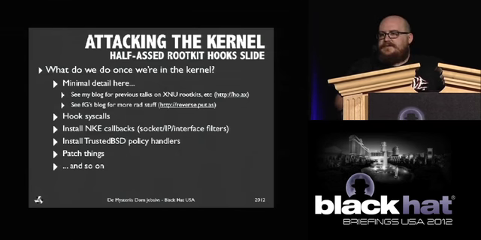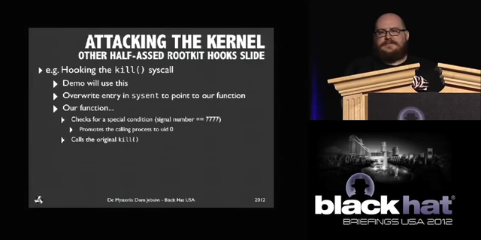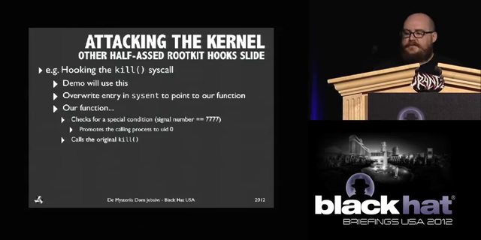So we can hook syscalls, we can install network kernel extension callbacks to get execution when packets come in, go out, sockets are opened, that sort of stuff. We install trusted BSD policy handlers, which is a neat way to get execution in the kernel. We can patch all the things in the kernel, whatever we want to do. There's plenty of stuff. The example I've used is a pretty cheesy sysent hook, so that's what my demonstration later will use. Basically I just overwrite the entry in the sysent table for the kill syscall, and when kill gets called, my function gets called instead, and then it checks for the magic number and carries on.